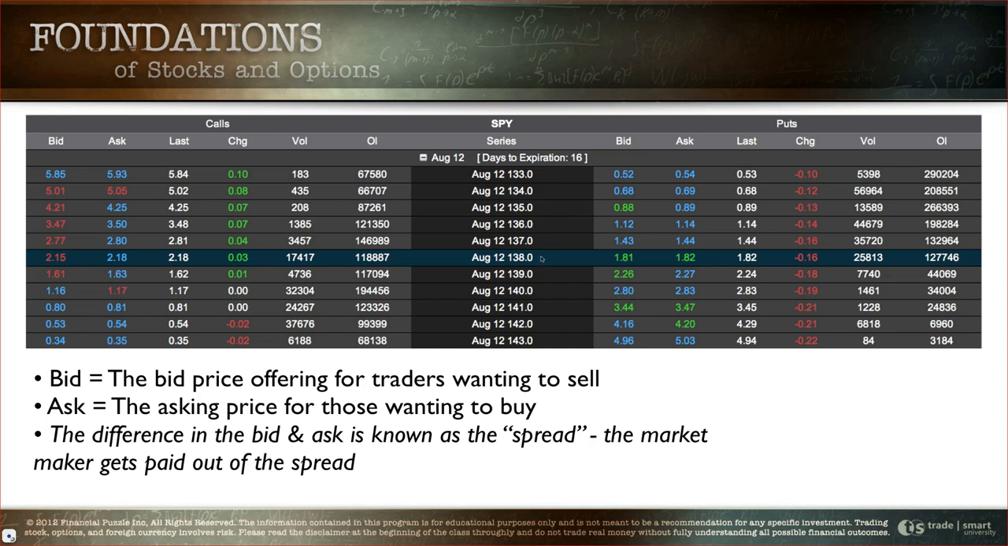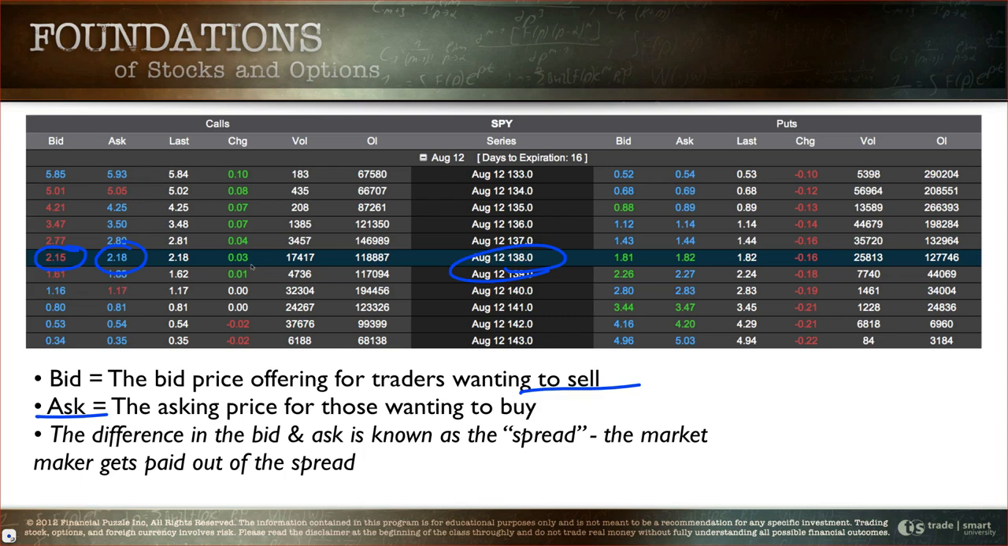So if we look at a 138 call option and you're wanting to sell it, well, that's currently fetching $2.15 according to this option chain right here. That's the bid price. This is where you're selling. Now, if you're buying, you always are paying the asking price. That's the ask. So the price that you would pay if you're buying is $2.18 according to this option chain right here.